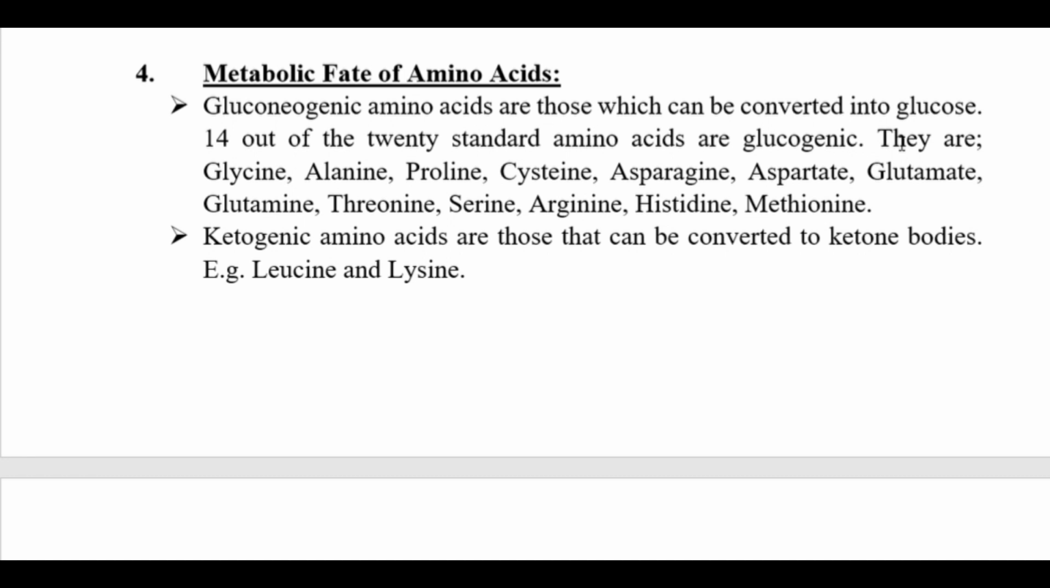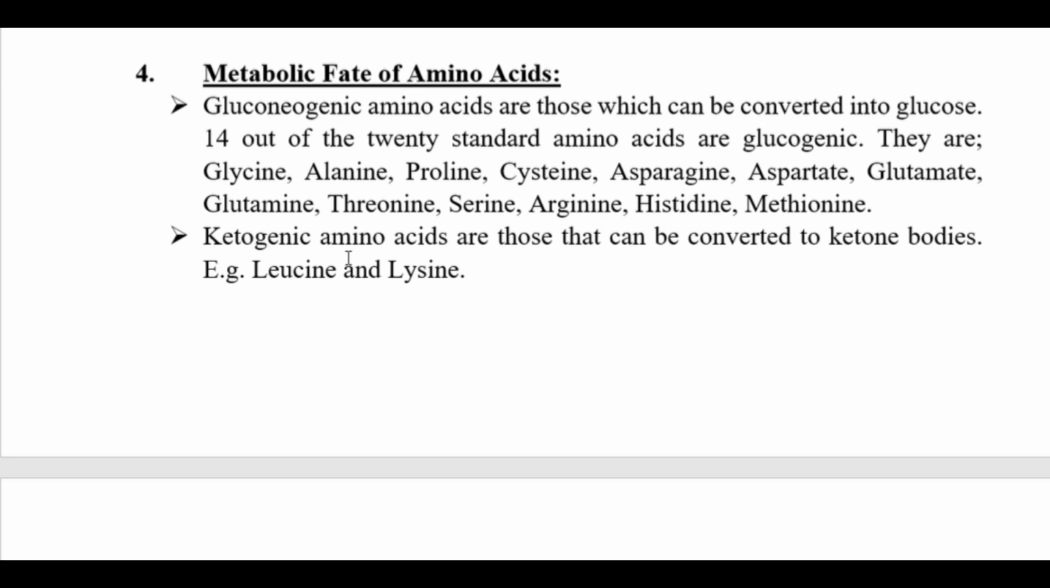And 14 out of the 20 standard amino acids are glucogenic, and they are glycine, alanine, proline, cysteine, asparagine, aspartate, glutamate, glutamine, threonine, serine, arginine, histidine, methionine. So those amino acids that, when metabolized, can be used to produce glucose are glucogenic.